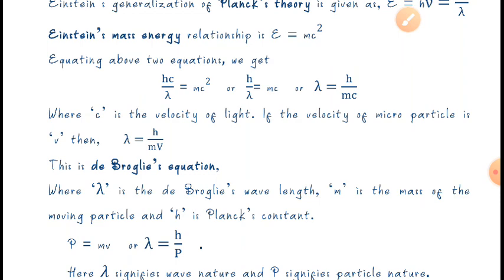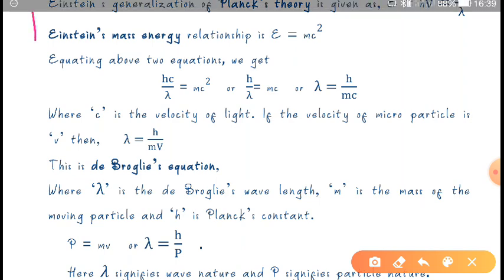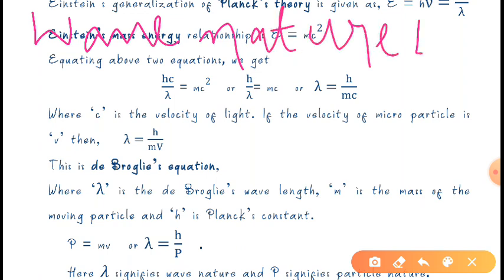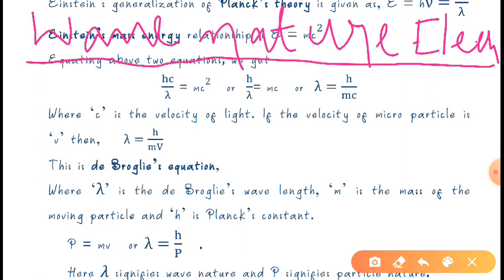Now next, two scientists named Davisson and Germer experimentally verified this. They did an experiment, and through their experiment they proved the wave nature of the electron.